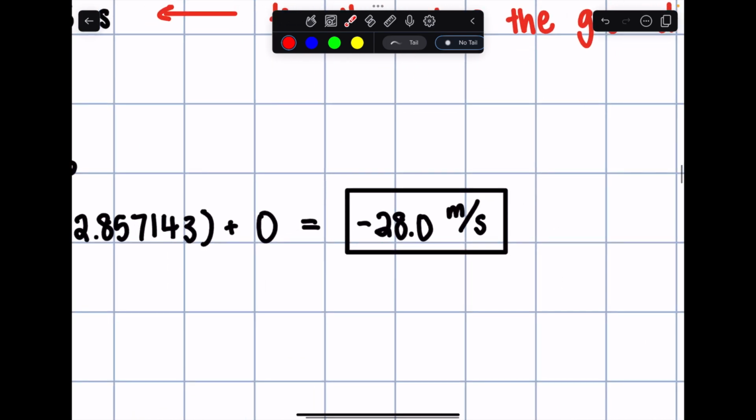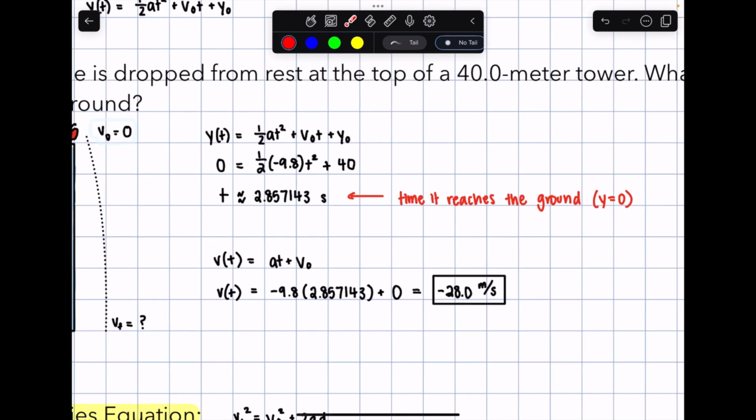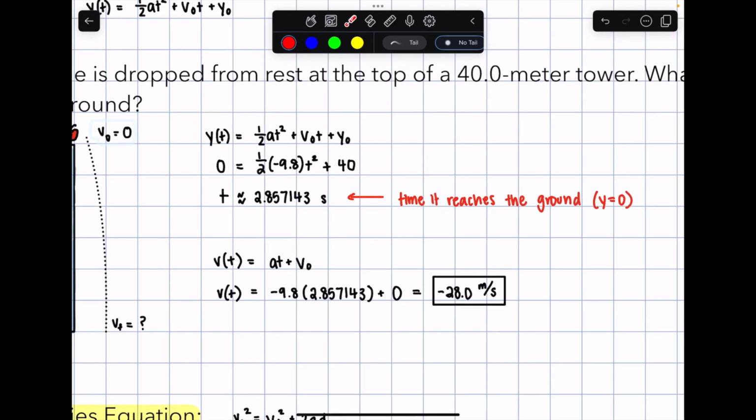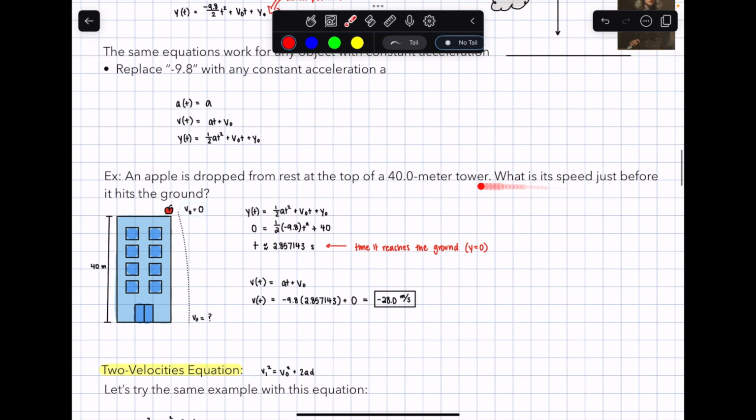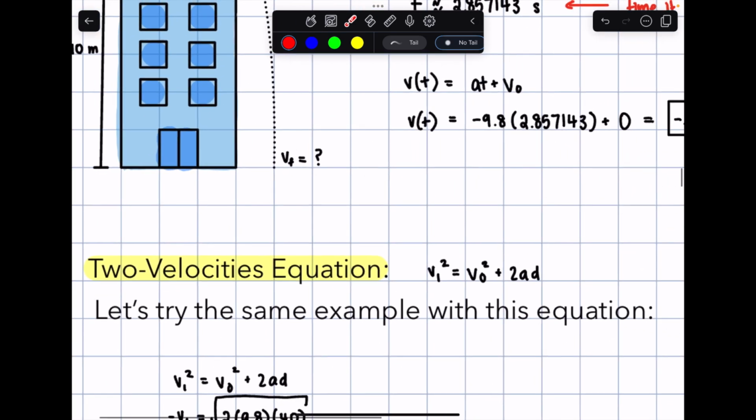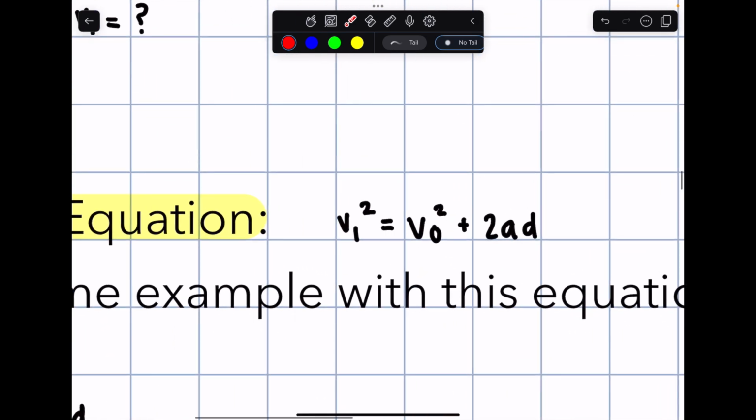Now, we went through a bunch of steps to calculate this, and sometimes, because we don't really need to know the time in this equation, there's another equation that we can use to solve this, and that's called the two velocities equation. For this, it's simply that the final velocity, or the velocity at any point in the interval, squared, is equal to the initial velocity squared plus 2 times the acceleration times the distance traveled.